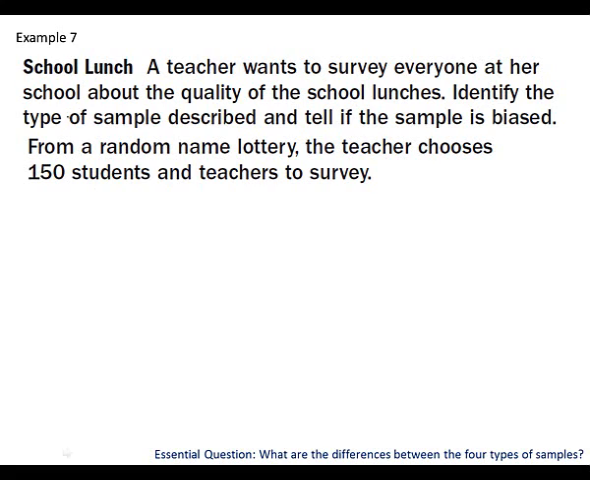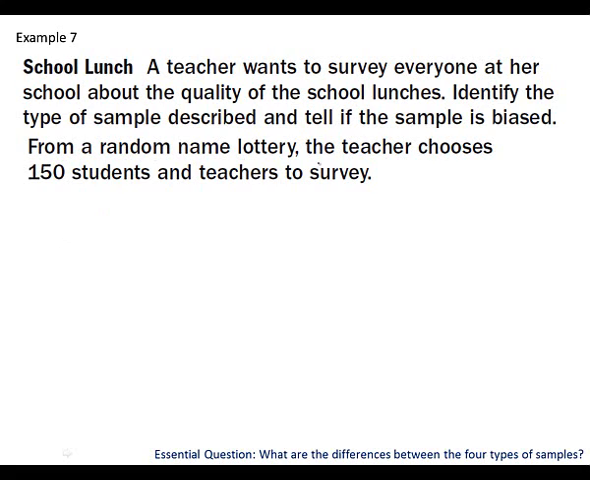We've already done the type of sample. We talked about that way back, I don't know, example 3 maybe? Example 2. So, a school teacher wants to survey everyone at his school about the quality of lunches. Identify the type of sample, and tell if the sample is biased.